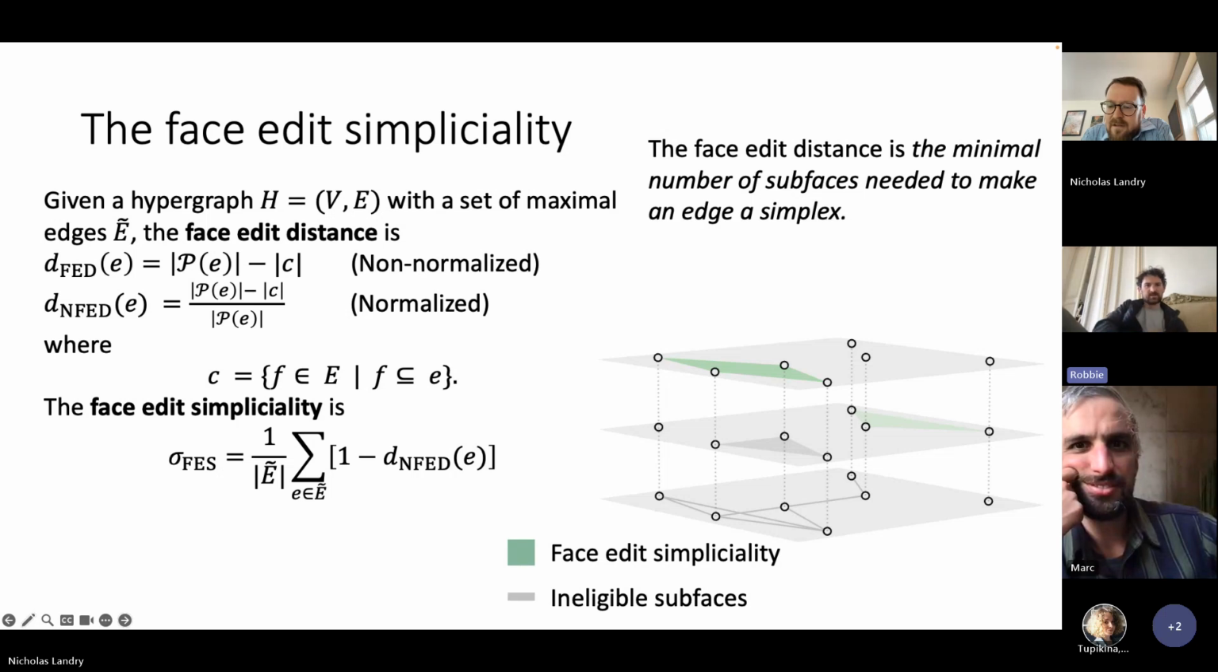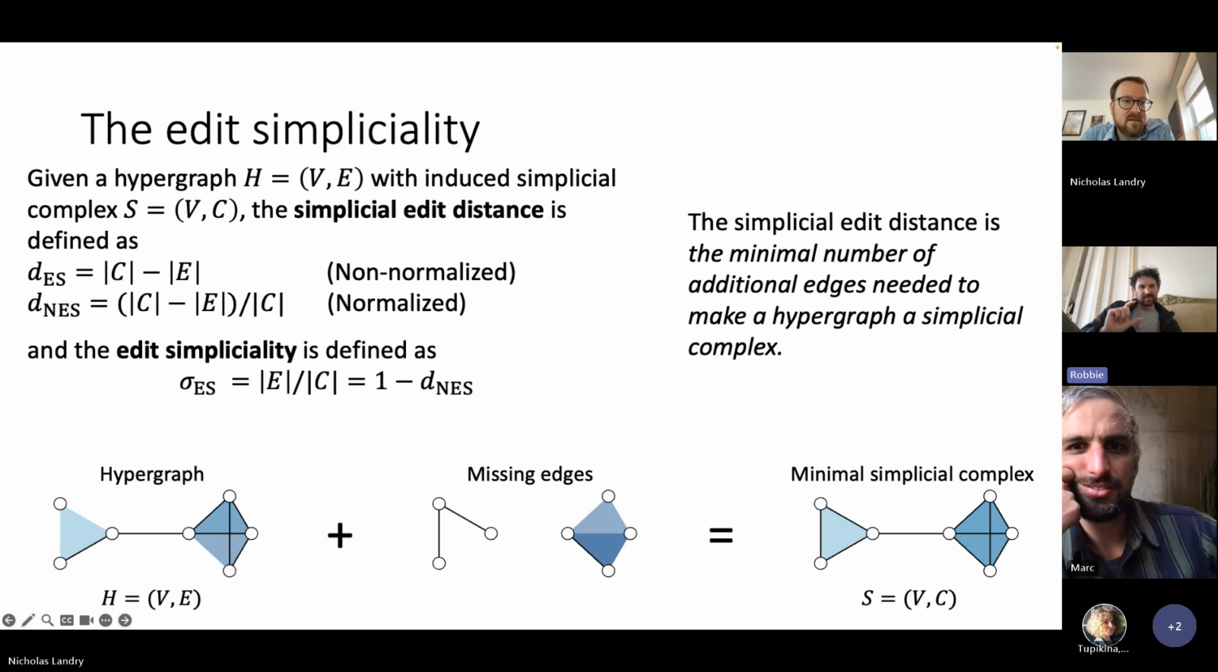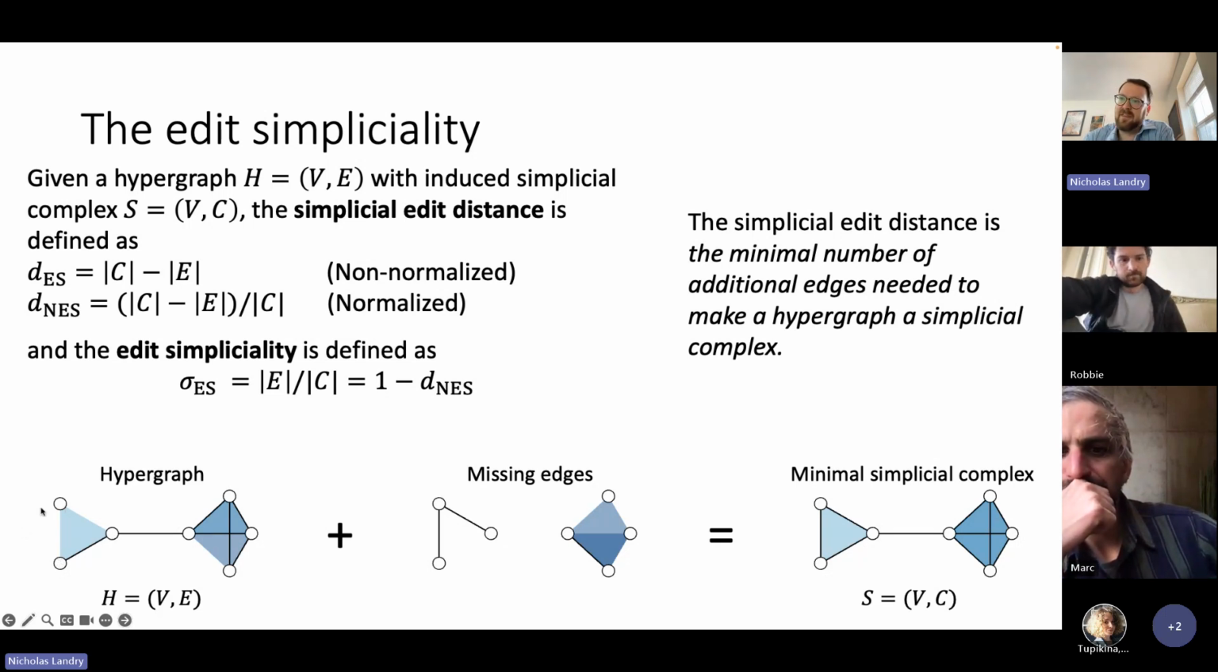Yeah, so I'm just trying to understand the edit simpliciality. Are you talking about the number of hyperedges you need to change, or the number of projected edges that you need to change? Great question. So it's the number of edges. For instance, if I've got this hypergraph right here, I need to add 2 links right here to make this a simplex, and so on and so forth. I need to add some triangles and an edge right here. Does that answer your question though?